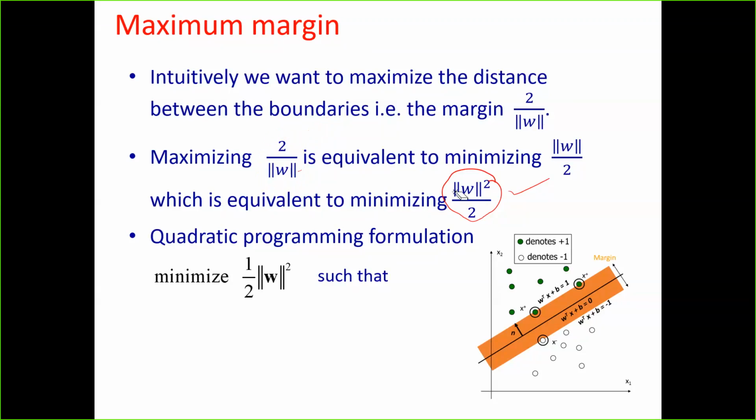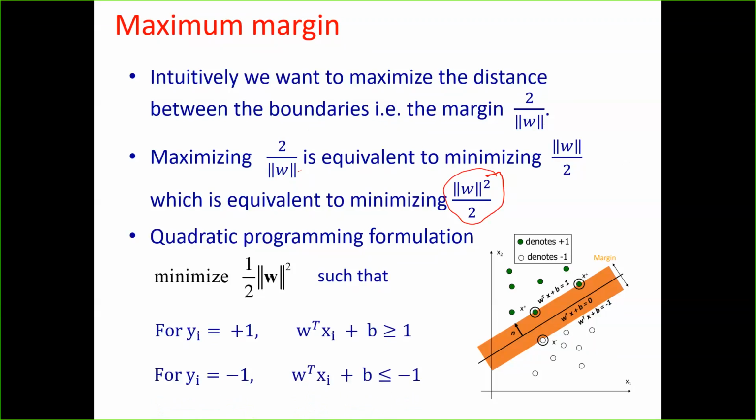Yes, sir. So now let us try to formulate it as a quadratic programming formulation. What is our objective now? Our objective is to minimize this W square by 2. This is not only the objective. There are some subject-to constraints. What are the constraints? All the positive points should lie on or above the positive boundary, and all the negative points should lie on or below the negative boundary. Subject to these constraints only, we have to minimize this, right? So minimizing this is equivalent to maximizing the margin, right?